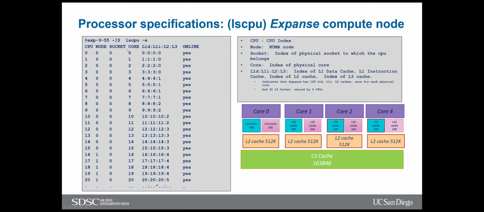The core, as I mentioned, there are no threads on Expanse. That means that each logical core is associated with 1 physical core. And then we can also see our caches: the L1D, the level 1 data cache, the level 1 instruction cache, the L2 cache, and the L3 cache.